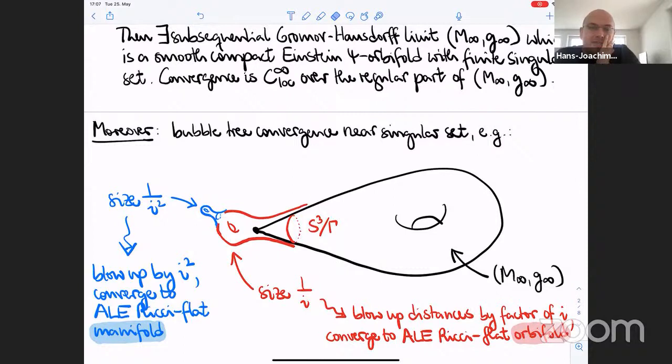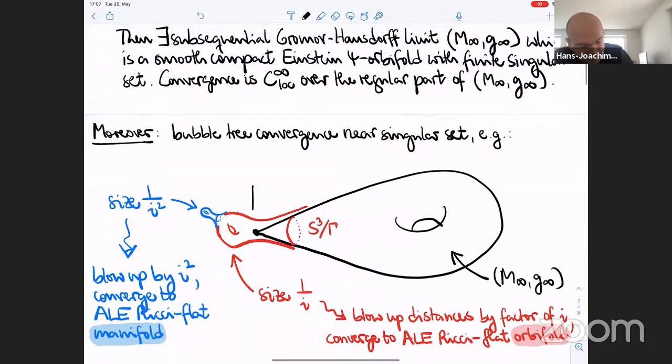So I have a mode of convergence that's usually called bubble tree convergence. The black thing is the limit space, my four-dimensional Einstein orbifold. In this example, it's smooth except for one isolated singularity at the black point. The singularity looks like the cone over S^3 mod Gamma for some finite group Gamma. And then shortly before the limit, I have topology disappearing into the singularity. That's the red and the blue parts.